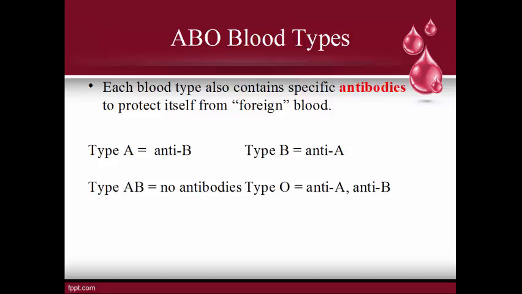People who have type A blood, they have anti-B antibodies. If people have type B blood, they have anti-A antibodies. If people who have type AB blood have no antibodies. We'll talk about why that's important here in a second. And people who are type O, which is the majority of people, have anti-A and anti-B antibodies.